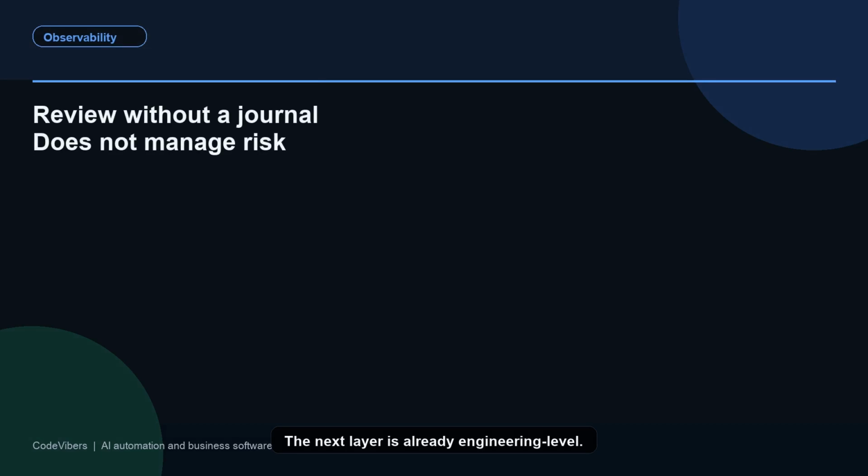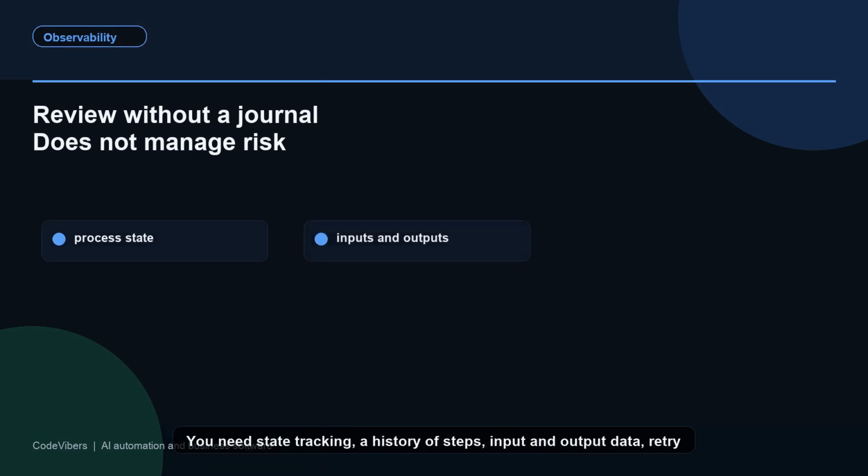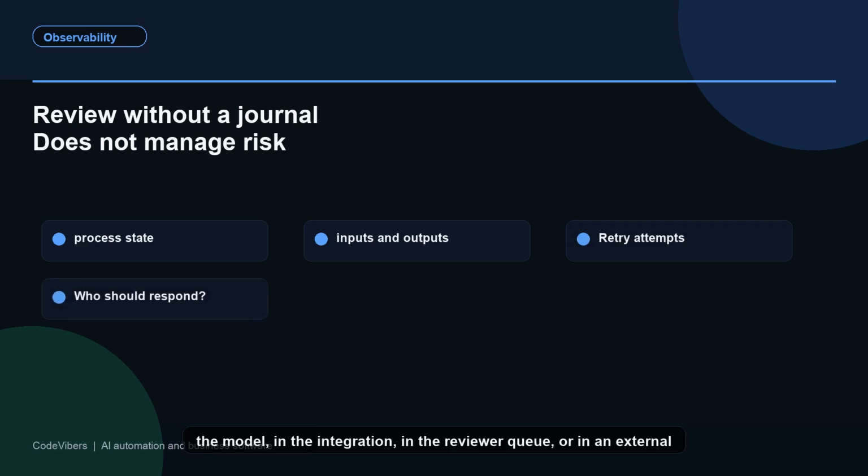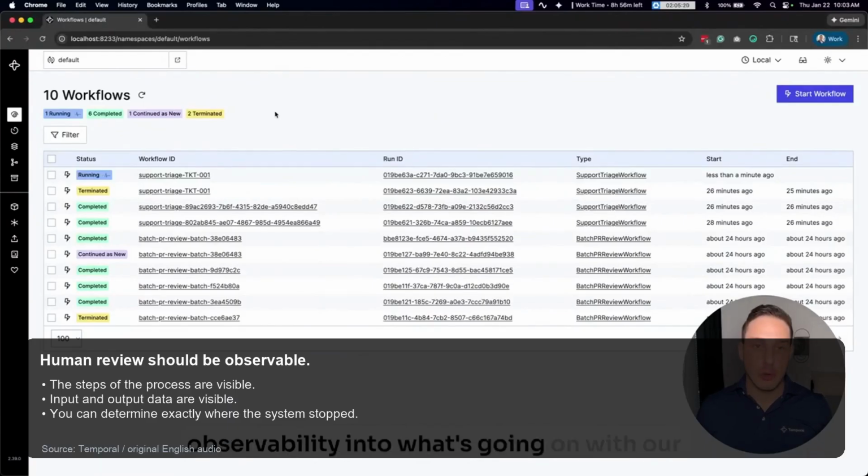The next layer is already engineering level. If a process is waiting for a human, it shouldn't hang like some mysterious black box. You need state tracking, a history of steps, input and output data, retry mechanisms, and failure recovery. Otherwise, by morning, no one will know where the request got stuck: in the model, in the integration, in the reviewer queue, or in an external system. That allows observability into what's going on with our system.